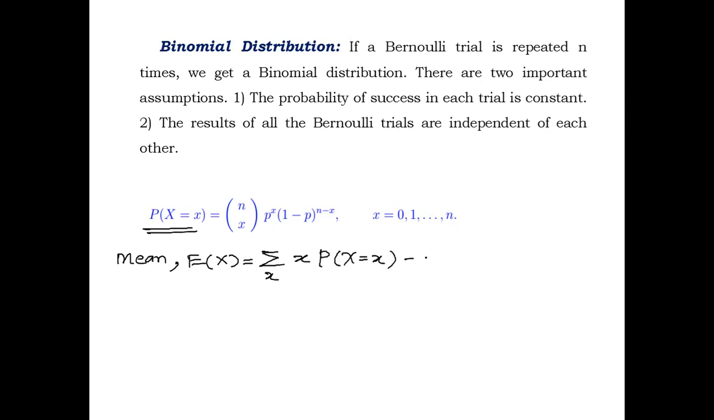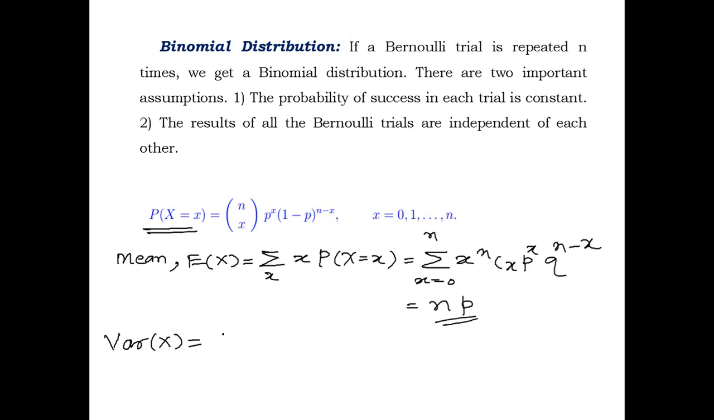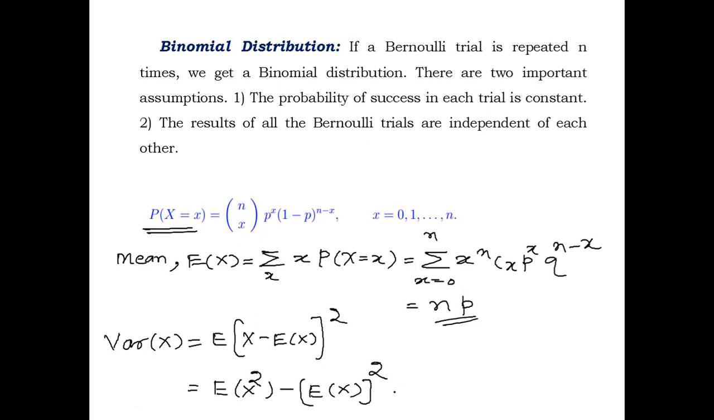This is the formula. So in this case it will be summation x from 0 to n, x into nCx p to the power x into q to the power n minus x. I am not going to solve this, but the answer is n into p. So mean is n into p, and then variance of x. The original formula is expected value of x minus expected value of x whole to the power 2, and after simplification this comes expected value of x square minus square of the expected value, and in case of binomial the variance is npq.